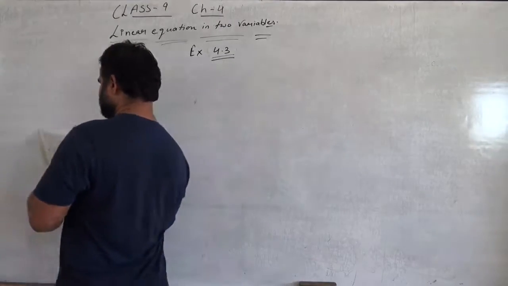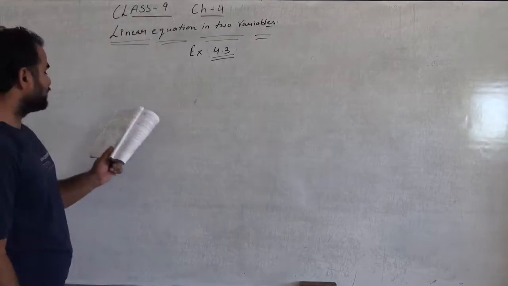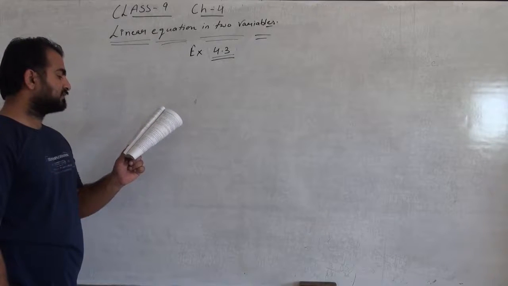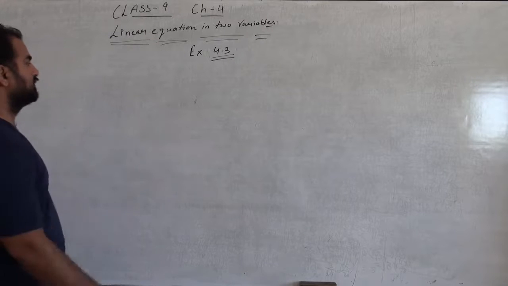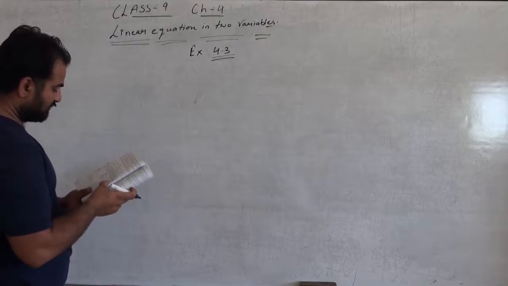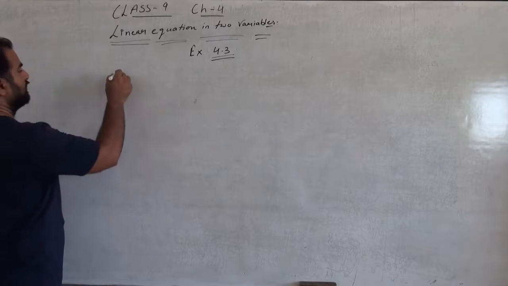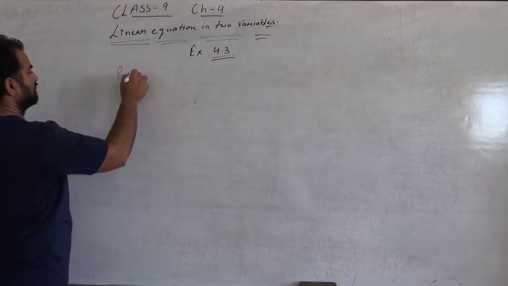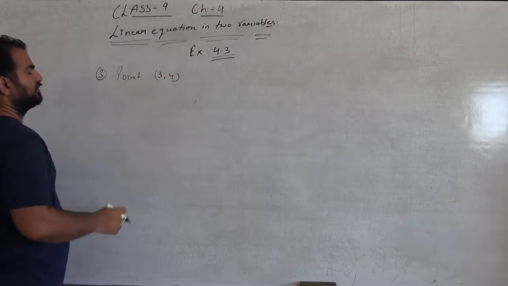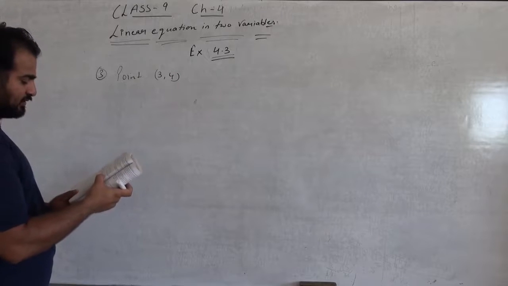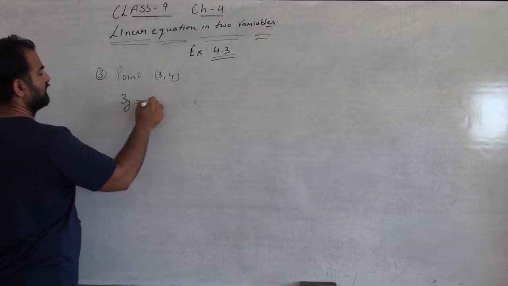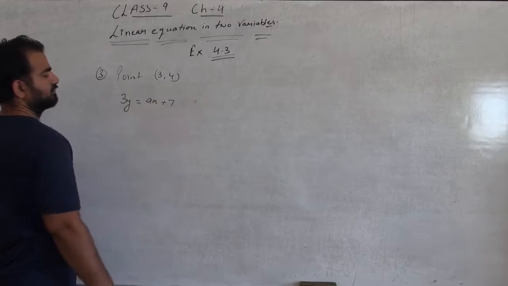Question number 3 is: if the point (3, 4) lies on the graph of the equation 3y equals ax plus 7, find the value of a. So we have to find the value of a. The point is (3, 4), and the equation is 3y equals ax plus 7.